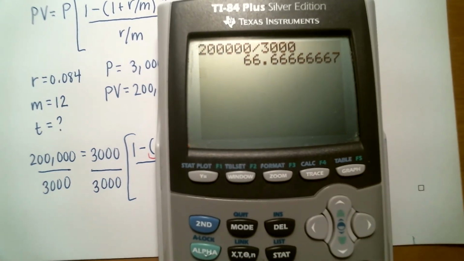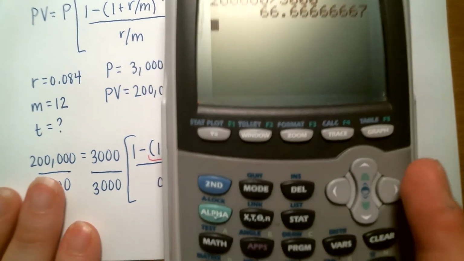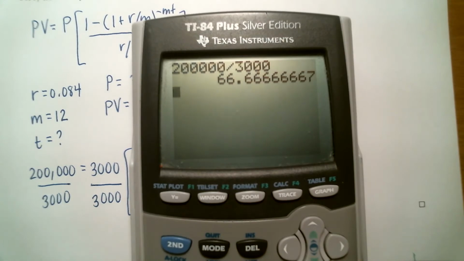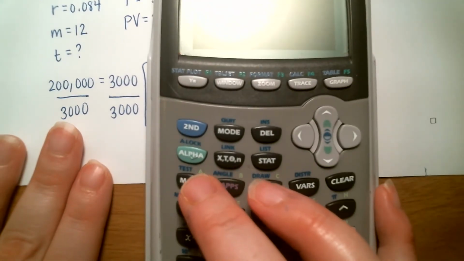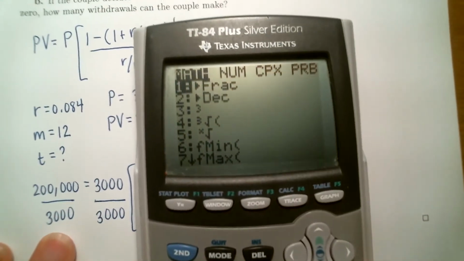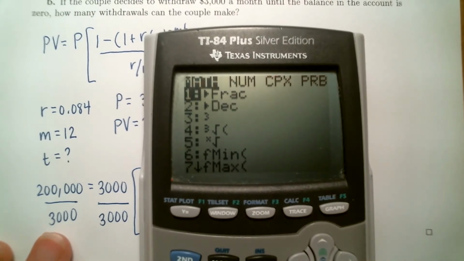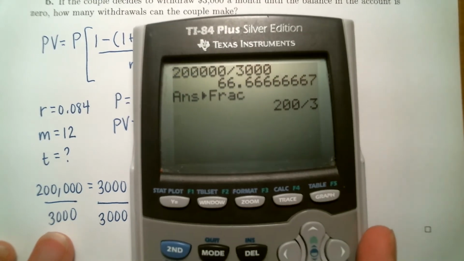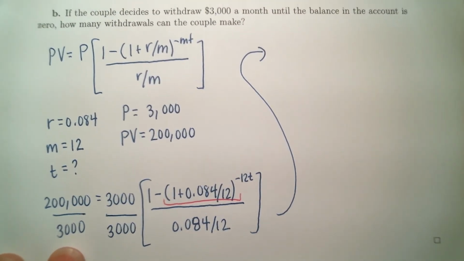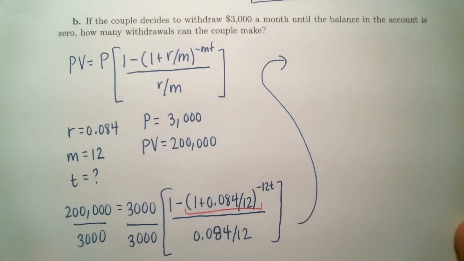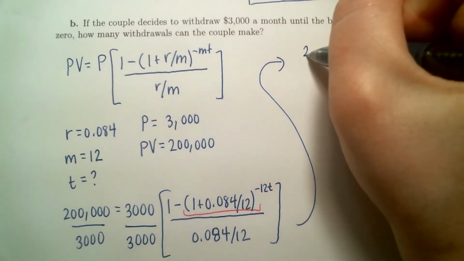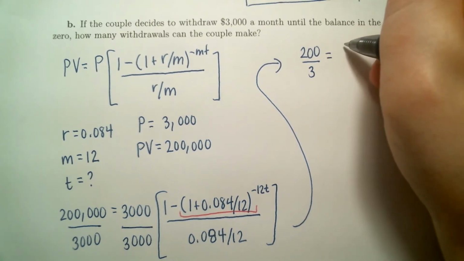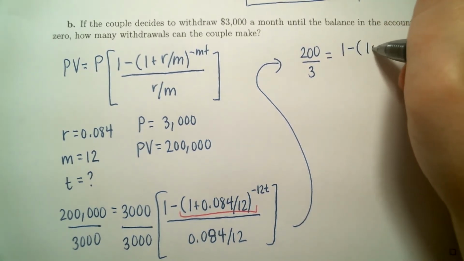You would have to carry all the digits. So what I'm going to do is leave this as a fraction, but I'm going to go ahead and reduce it. If you hit your math button, the first option is to convert that decimal to a fraction. So just hit option 1 and then hit enter. And the reduced fraction is 200 over 3. So that is what I'm going to work with instead of having to worry about the decimal places. So 200 divided by 3 is going to be equal to all this stuff that we had in brackets.